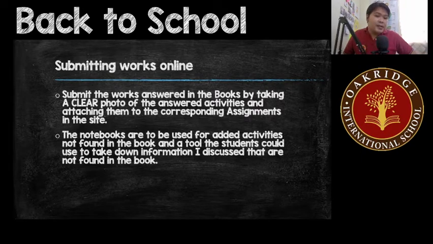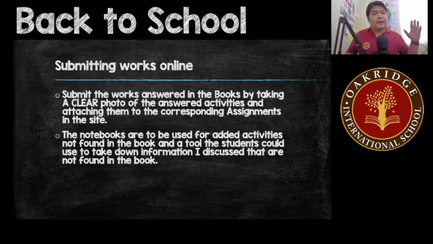How are you going to take clear photos of your works? Okay, you could take a photo during the mornings when the lighting is good, or you could take a photo with nice clear lighting, okay? Please make sure the photos are clear, okay? And then you're going to be attaching them to the corresponding assignment in the site in Schoology, okay?